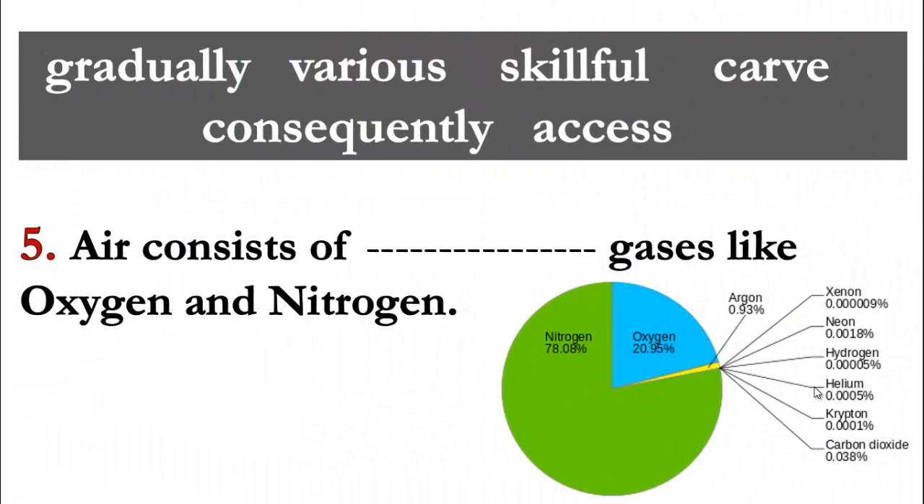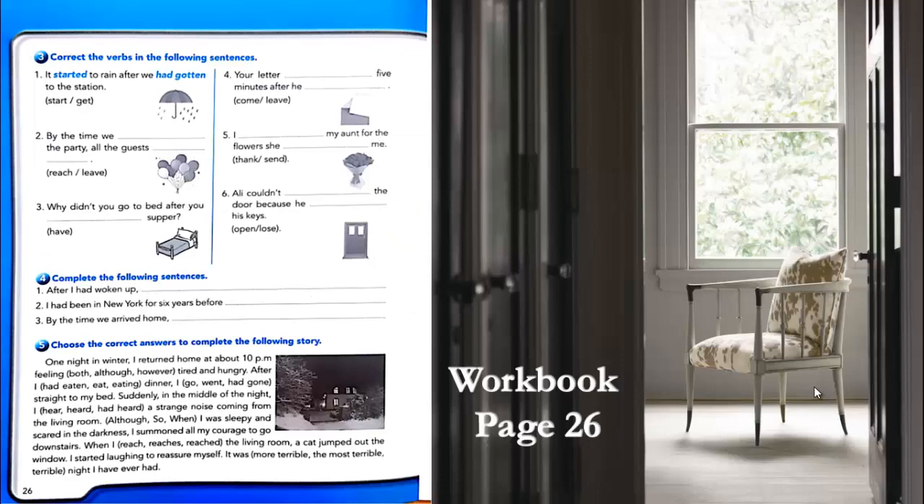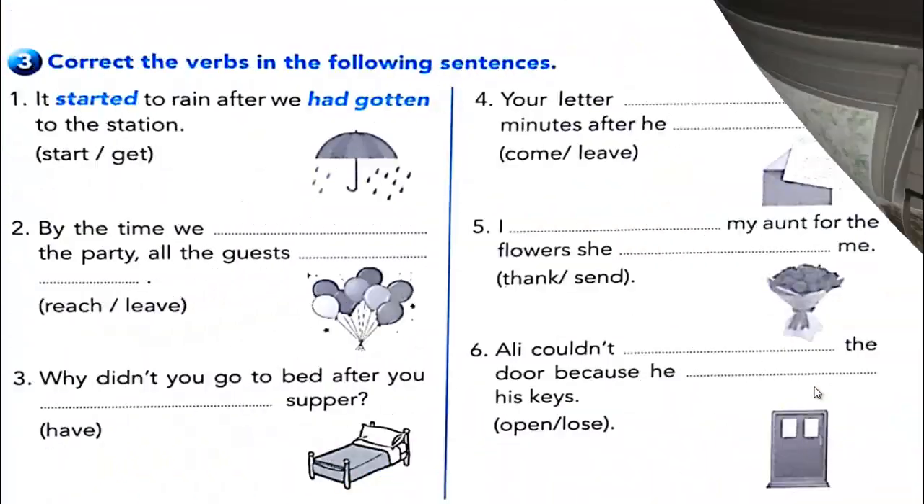Number 5, air consists of space gases like oxygen and nitrogen. Excellent. It's going to be what? Various. Let's go together to page 26.